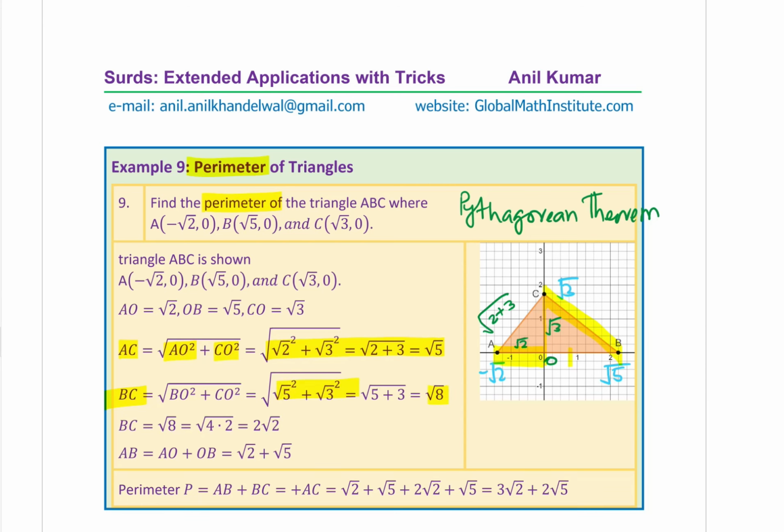The x-intercepts give you the two sides of the base, add them up to get this length A to B, right? So A to B is the sum of the sides, square root of 2 and square root of 5. Okay. So we get the three sides which we need to add to find the perimeter, and therefore the perimeter is the sum of all three sides, and then simplify the expression to get 3 square root 2 plus 2 square root 5 units. So that is how you could answer it. So that should be very clear.